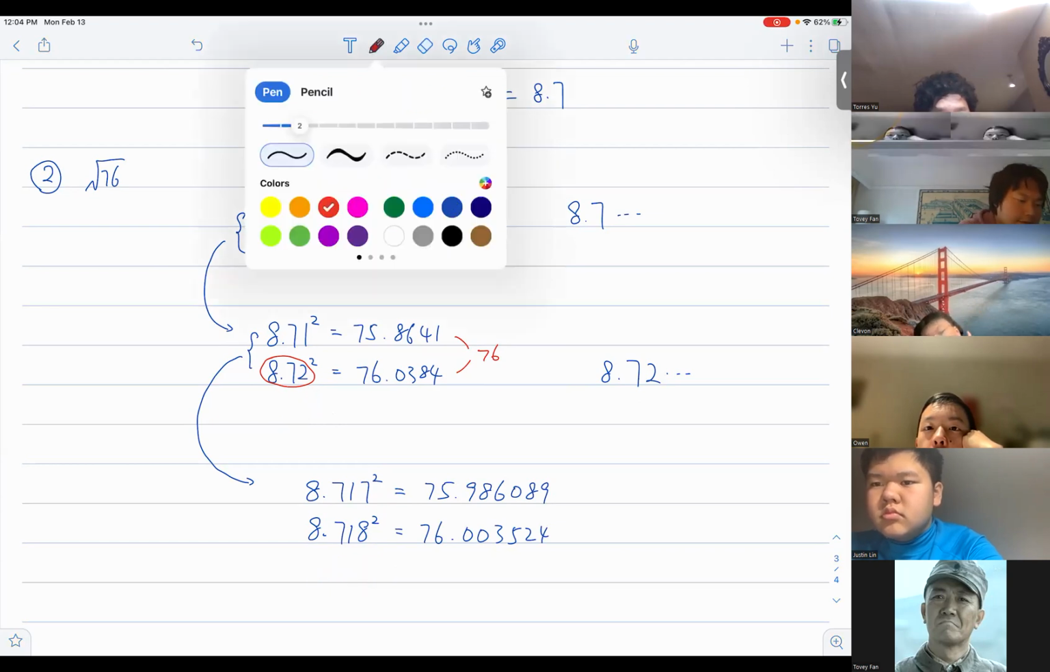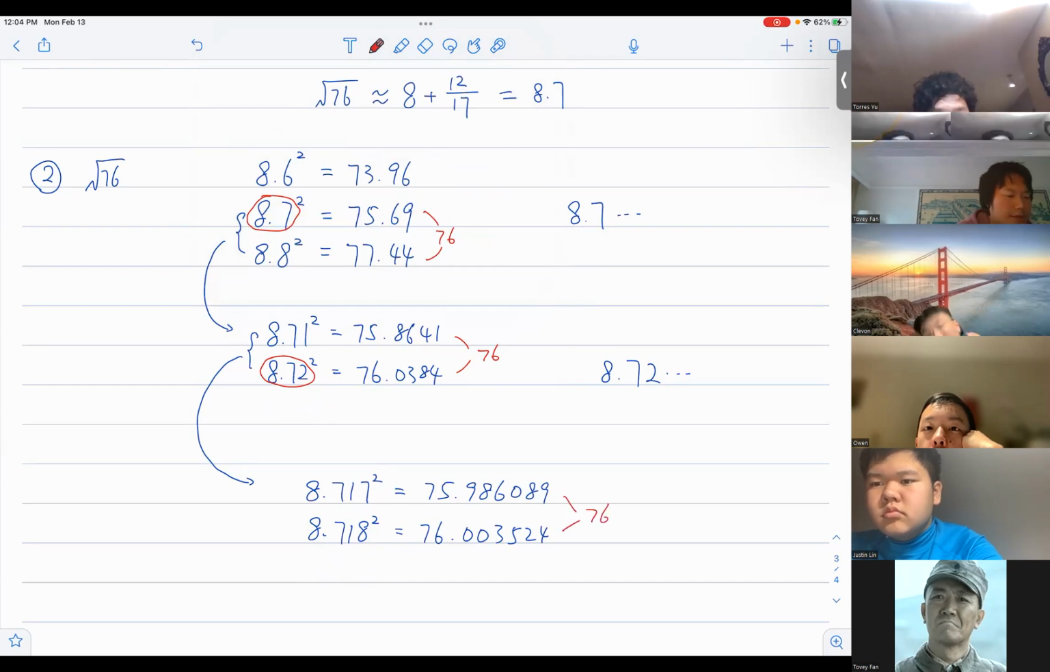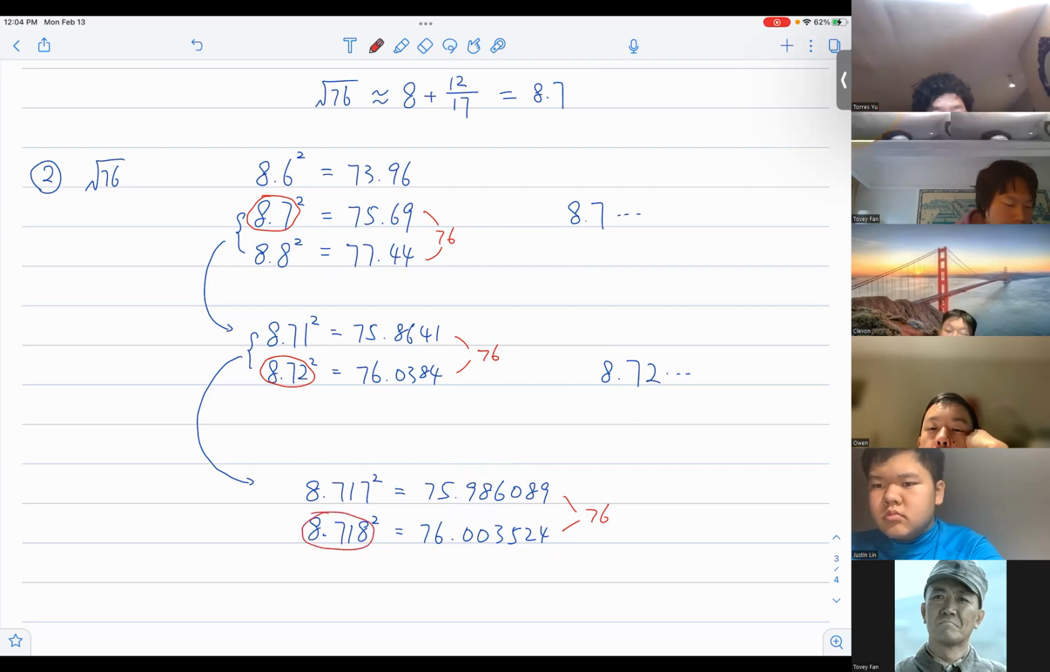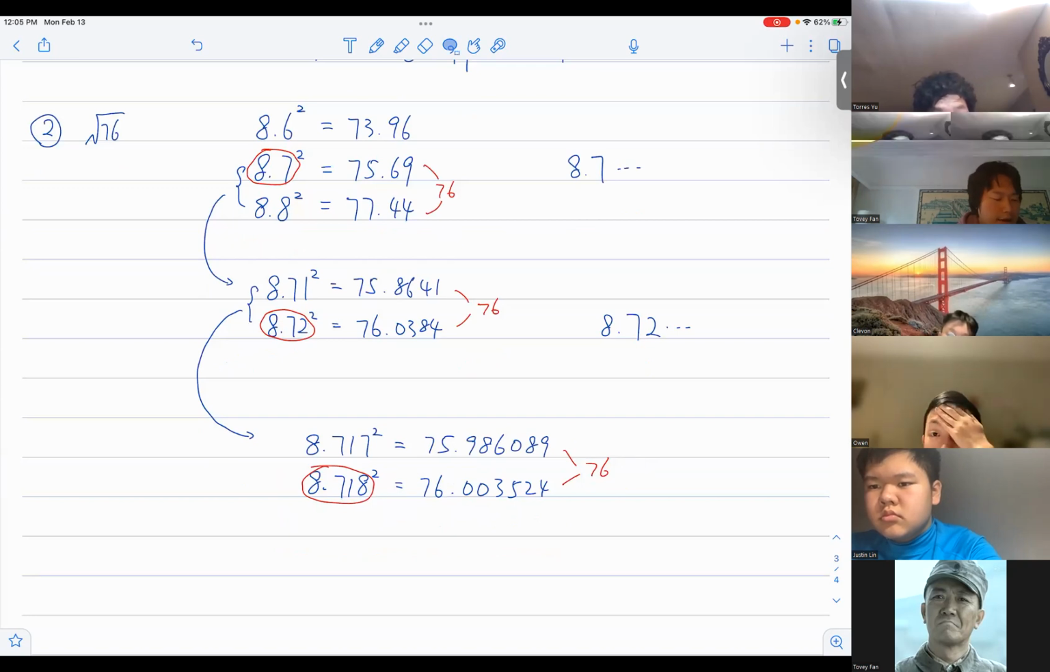So again, 76 is between them. Which one is the better estimate? This one is 0.003 away from it. This one is 0.014 away from it, right? So the second one is a better estimate. So if you're asked to estimate to 3 decimal places, this is the answer. And you can keep doing this repetitively. It's between them. Again, the next estimate should be like 8.718. Again, it's closer to this end, so maybe 8.7179, 8.7178, 8.7177. Give it a try, then find the next decimal place. Okay, any questions so far?